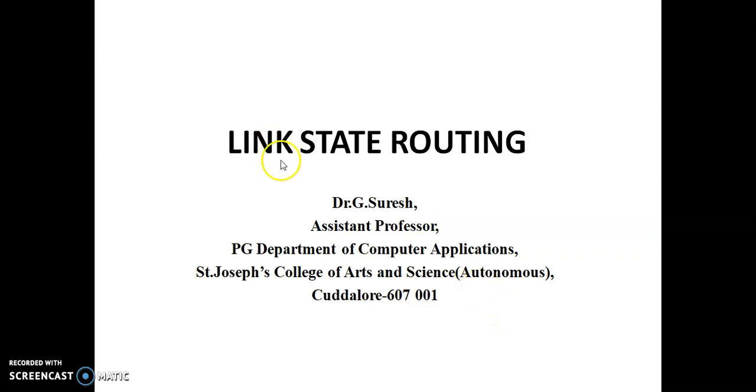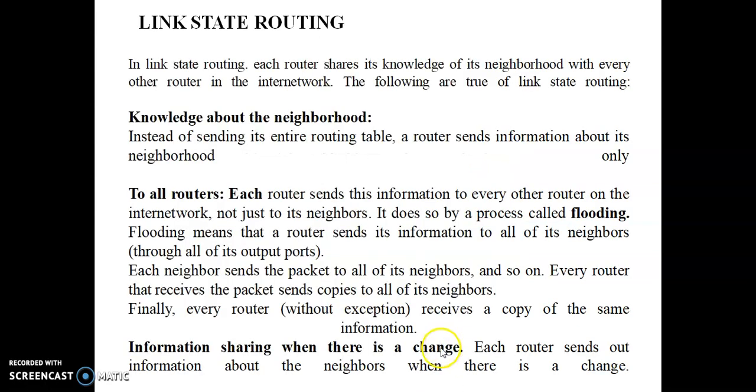In this presentation, we can discuss link state routing. First, we will discuss what link state routing is. In link state routing, each router shares its knowledge of its neighborhood with every other router in the entire network. The following are true of link state routing. Knowledge about the neighborhood: instead of sending its entire routing table, a router sends information about its neighborhood only.